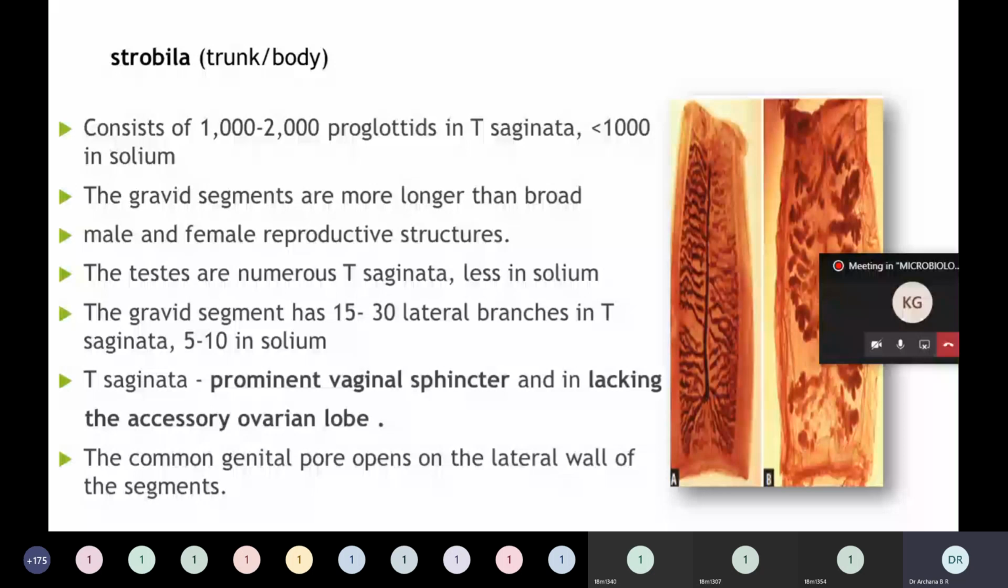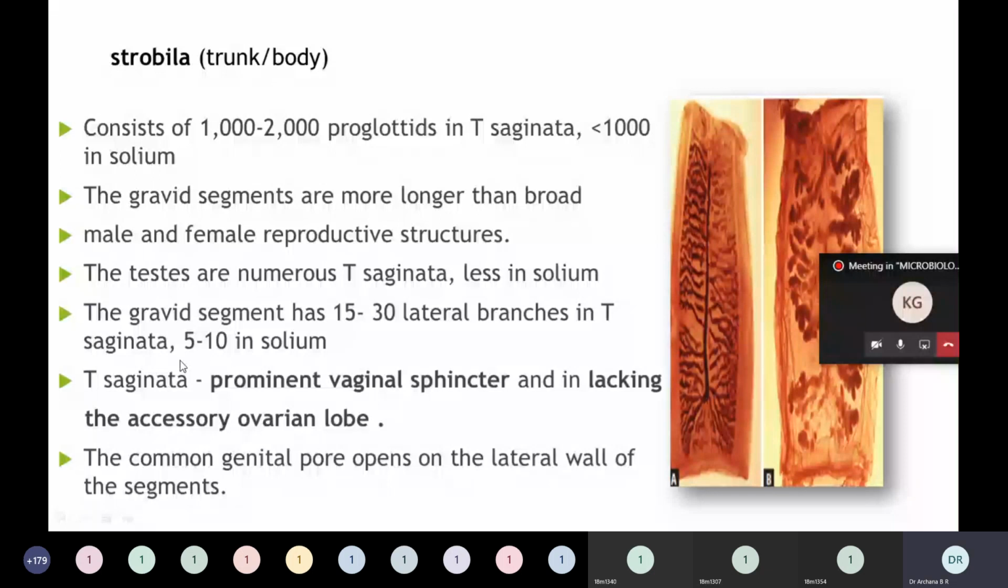The gravid segments have 15 to 30 lateral branches in Taenia saginata and 5 to 10 in Taenia solium. That is, lateral branches are fewer in solium. Taenia saginata has a prominent vaginal sphincter and lacks the accessory ovarian lobe. When it comes to Taenia solium, the vaginal sphincter is absent and there is a presence of accessory ovarian lobe.